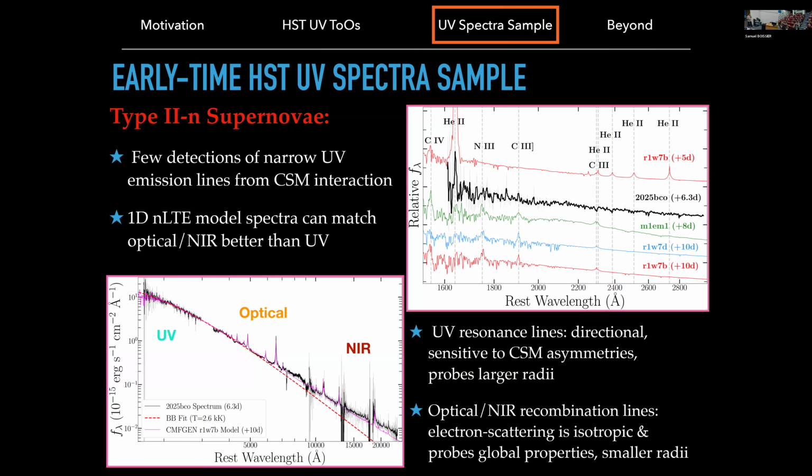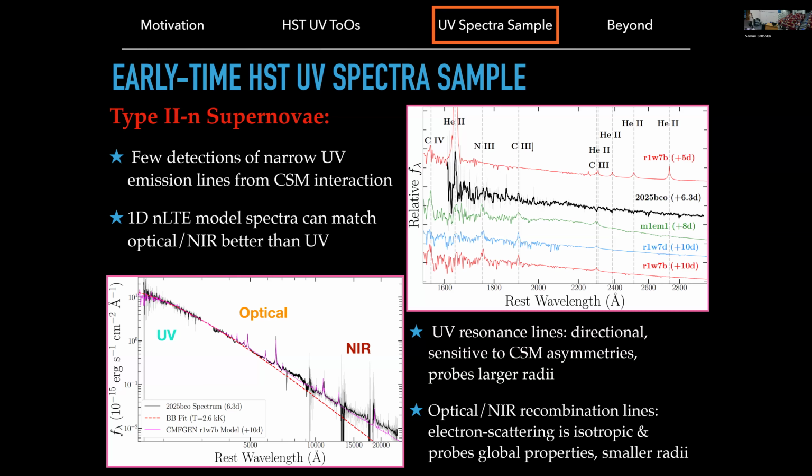And what's really interesting about the UV is that UV emission lines are not all recombination. Some of them, and the majority of them, are resonance. So unlike optical and near-IR recombination lines that have these electron scattering wings and come from global electron scattering of photons in the entire ionized medium of the circumstellar gas, the UV lines actually trace further out locations of the CSM because they just keep getting absorbed.